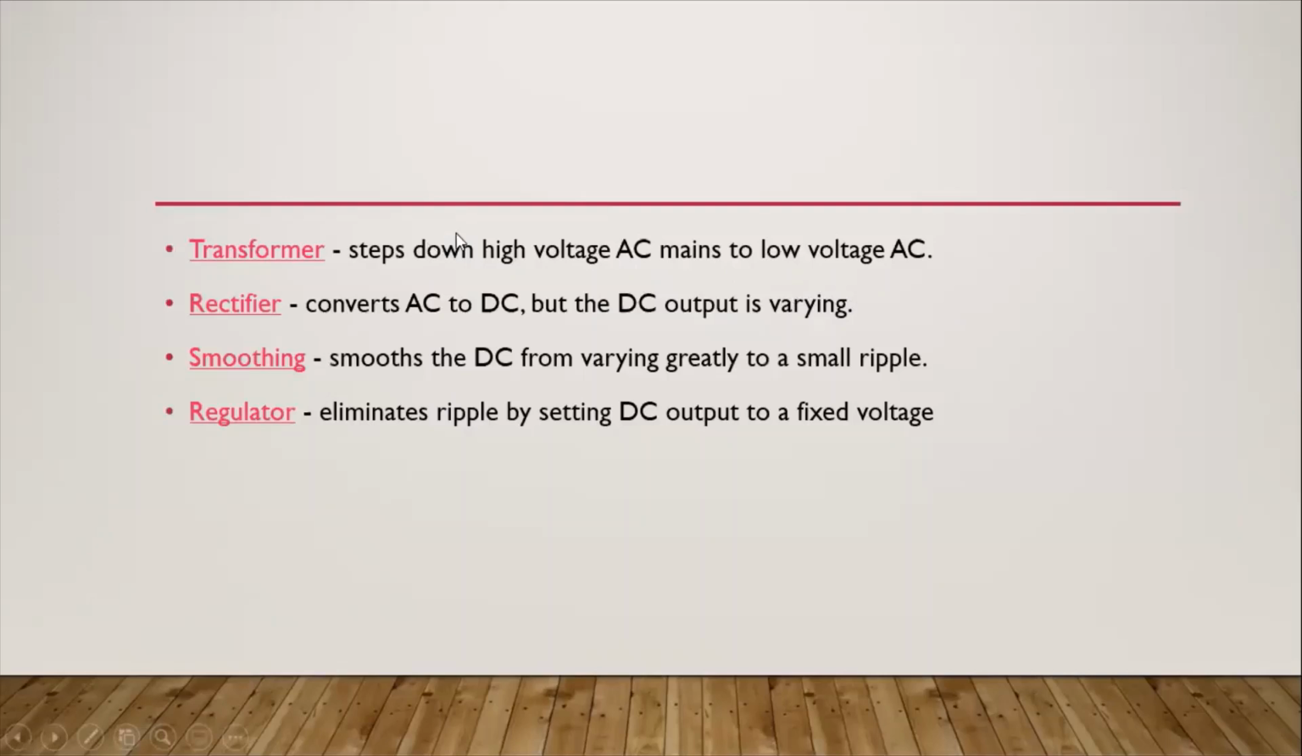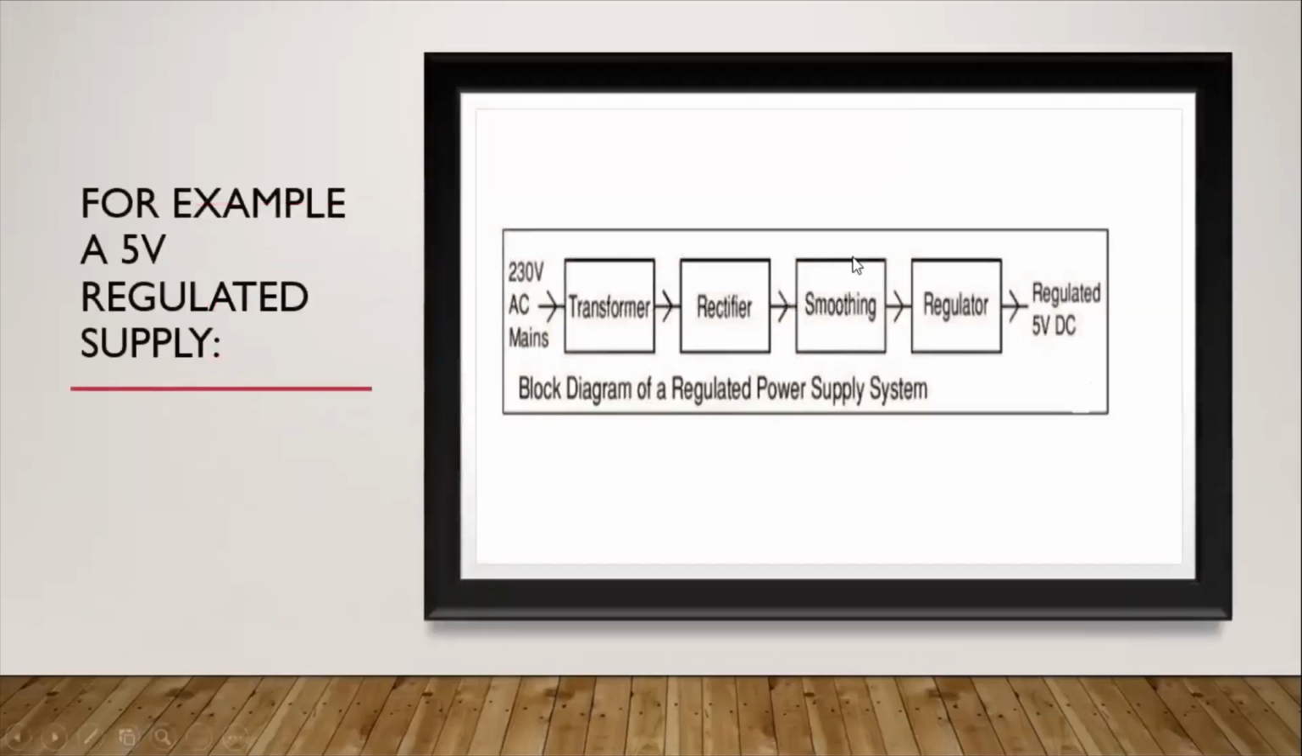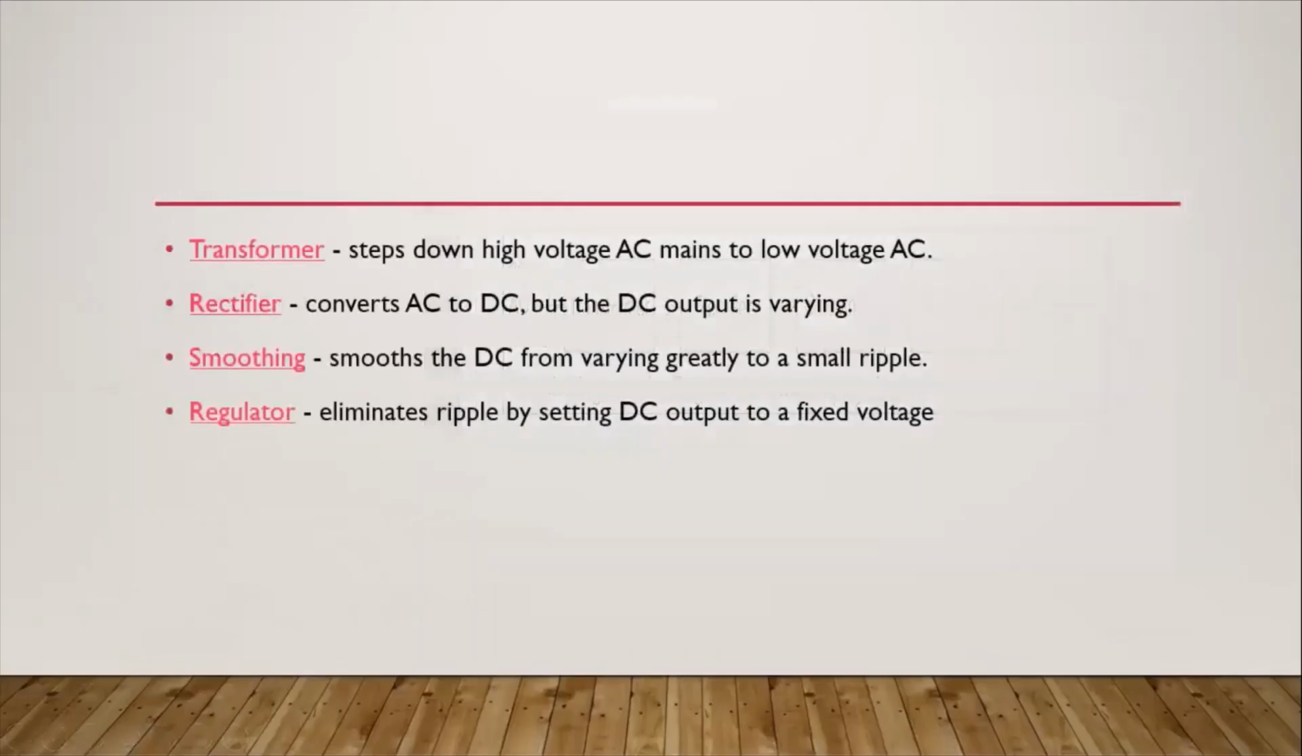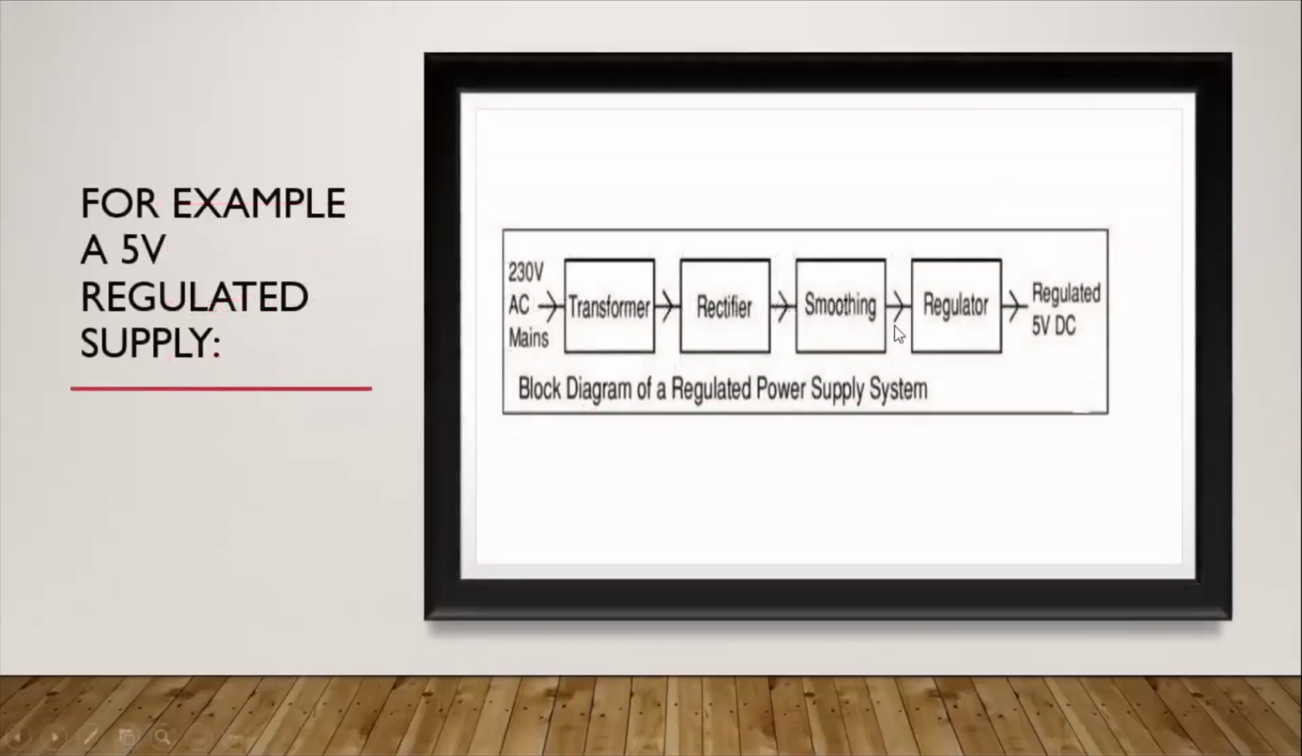Katulad naman sa pangalawang block diagram is yung rectifier. Ano bang ginagawa ng rectifier? Sa rectifier, it converts AC to DC. Kung alternating current natin, convert to direct current or DC. But the DC output is varying. Nagbabago pa rin yung DC output pagdating sa rectifier.